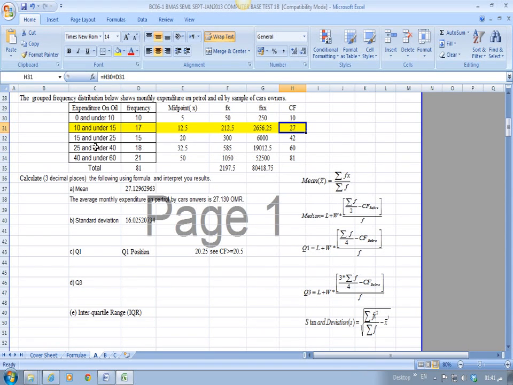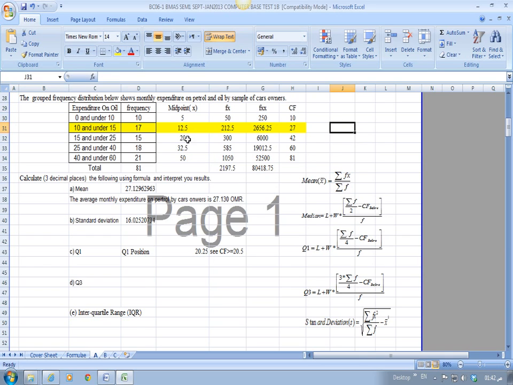This one, the width of it is equal to 40 minus 25. If you don't know how to calculate this, you can use the calculator in Excel to find the width. So for the width of the first class, suppose I want to find the difference between 15 and 25, I will write equal 25 minus 15, then it will give me 10, like that.